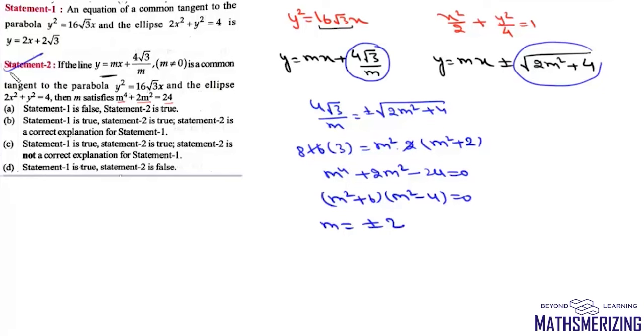So that means statement 2 is correct. So we get the same equation, which is m to the power 4 plus 2m square equals 24. And from here we'll get the value of m as plus or minus 2. Now we'll put the value of m here. We can write equation of tangent as y equals plus minus 2x, and this is plus minus 2 root 3. So one of the tangent is y equals 2x plus 2 root 3. So that means statement 1 is also correct. So statement 2 is correct, statement 1 is also correct, and statement 2 explains statement 1. So answer to this question is option number B.